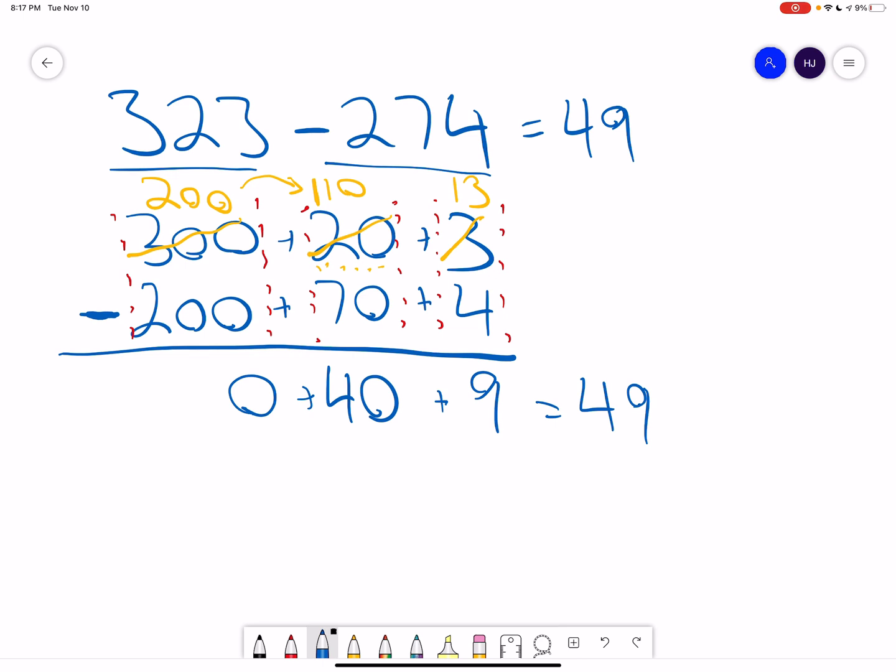Okay? That right there is going to be the most difficult problem that you have to tackle, simply because we did have to regroup twice, right? We had to borrow twice. We had to take a larger place value and break it up into the smaller place value so that way we can subtract. All right?